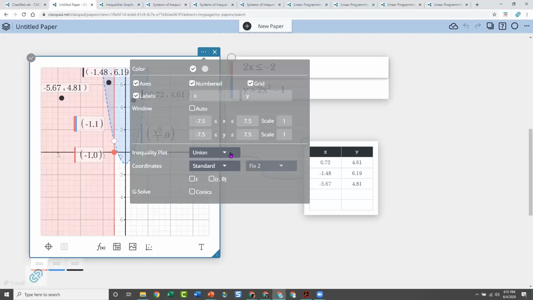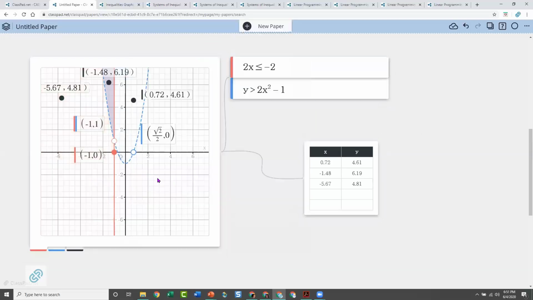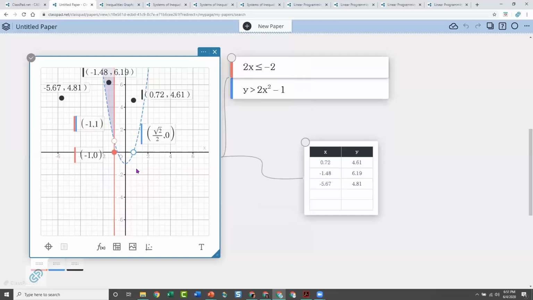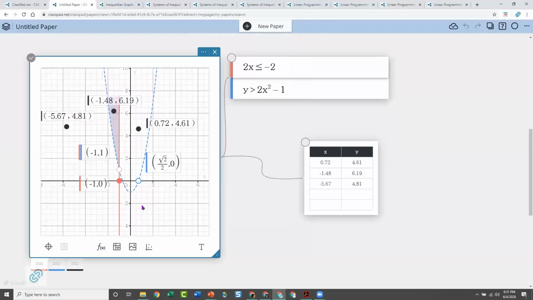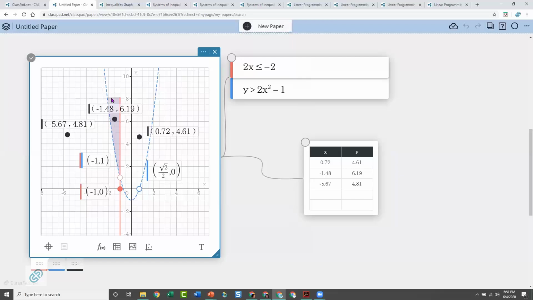It defaults to a union. So you're seeing solutions to both plus their intersection. But if I click this, I can change it to where I'm only going to see the intersection, the solutions that work for both of them. So now I can see very visually that this purple region is the only place where answers, solutions, points would satisfy both equations. So that's a really nice feature to turn on and off, and it really comes into play when we get into linear programming.